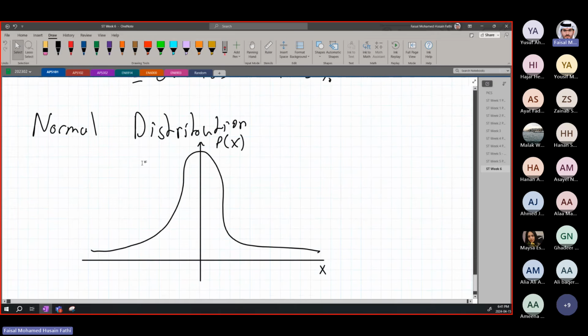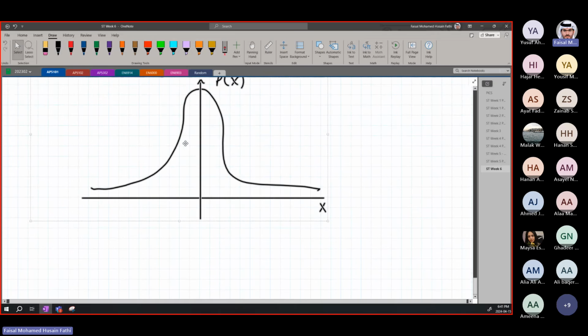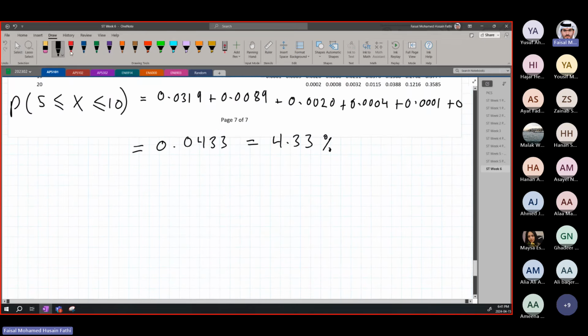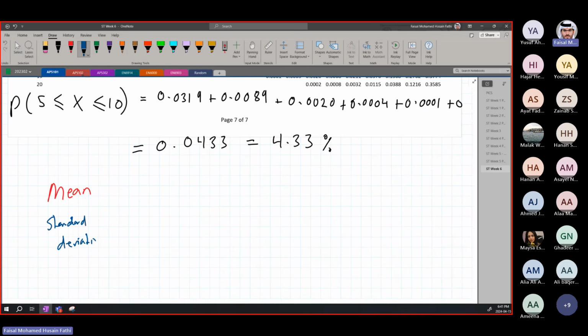Tamam? Oh, one thing before I move on to normal distribution, just one quick question. It's just a formula that you apply. For binomial, you also have mean and you have standard deviation, right? So remember, this is your mean and standard deviation. It is super easy.